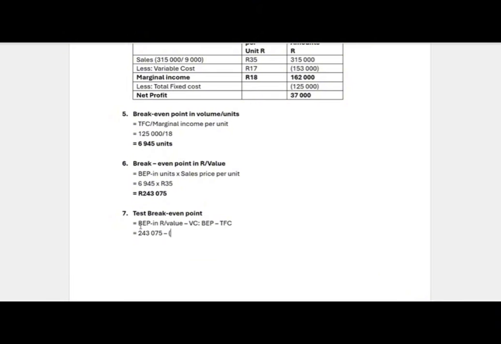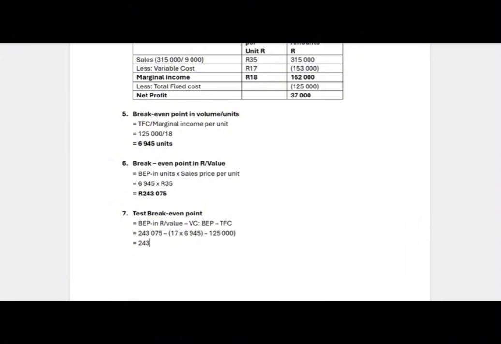variable cost per unit, which is 17 rand. Okay, we multiply by number of units to break even, which is 6,945. Okay, and then we're gonna minus our total fixed cost of 125,000. All right, and then let's proceed with our calculations.